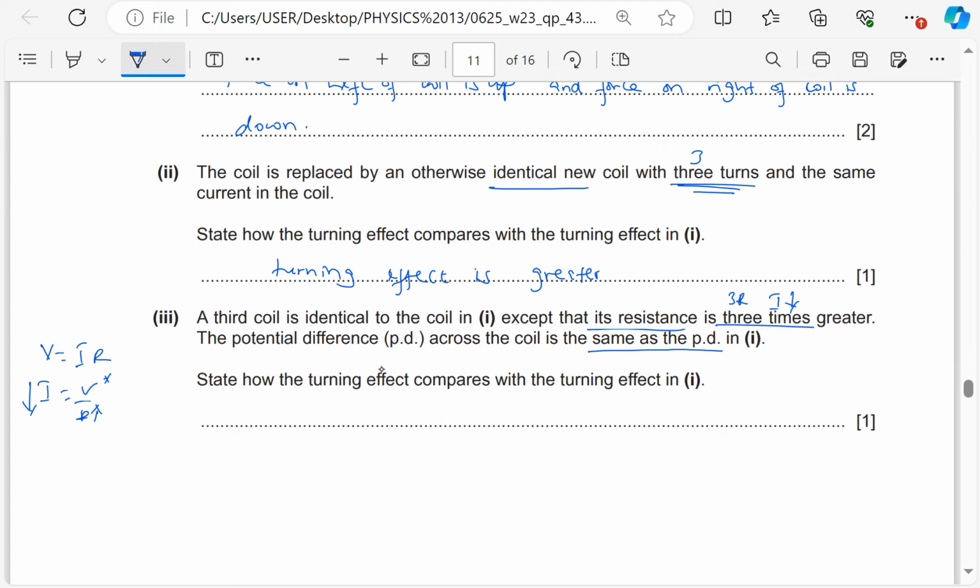And the turning effect also depends on the current, or the force on the wire depends on the current in the wire. So it means the turning effect is going to be less. The turning effect is less.